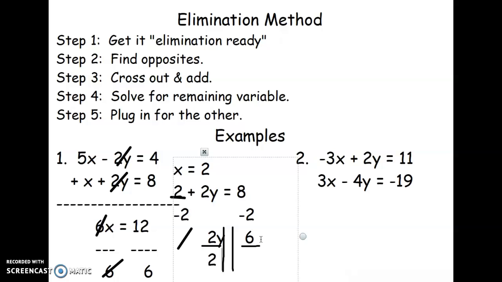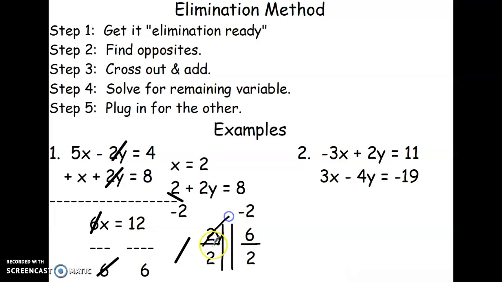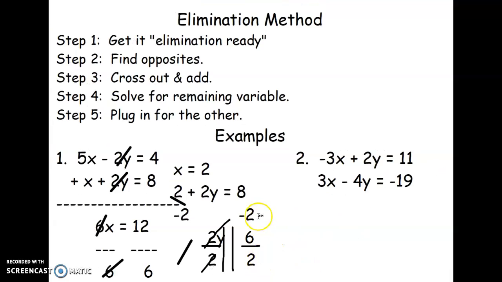I'm sorry, it takes a minute. And so when I'm done crossing out, all I have left is my answer, y equals 6 divided by 2, which of course is 3.